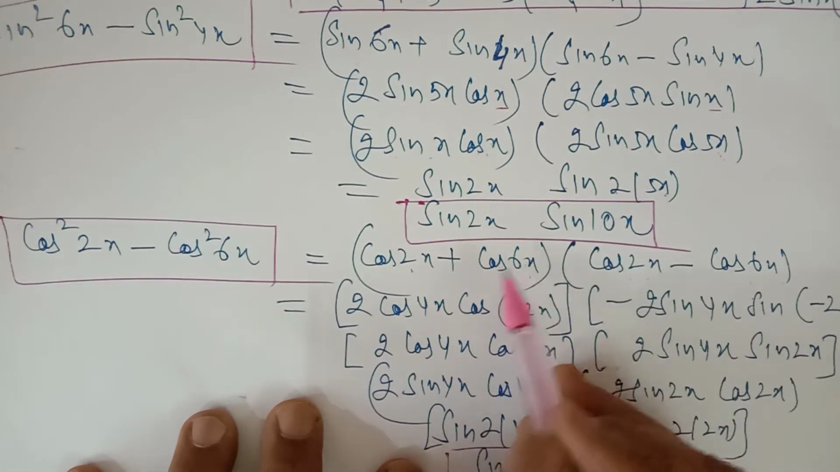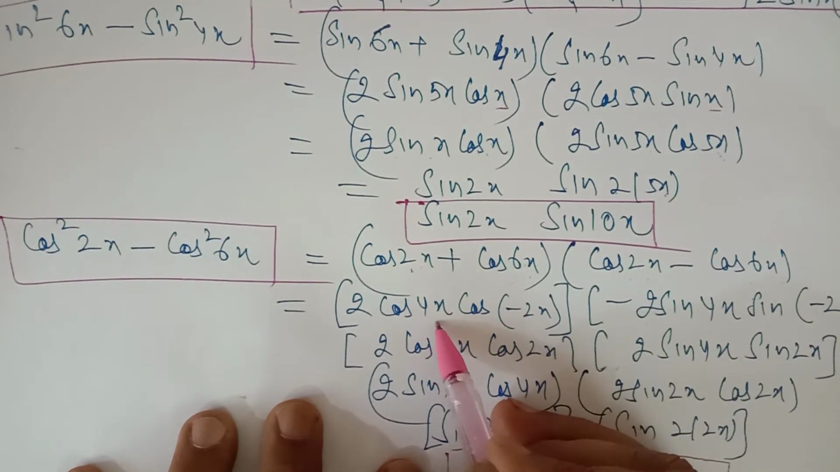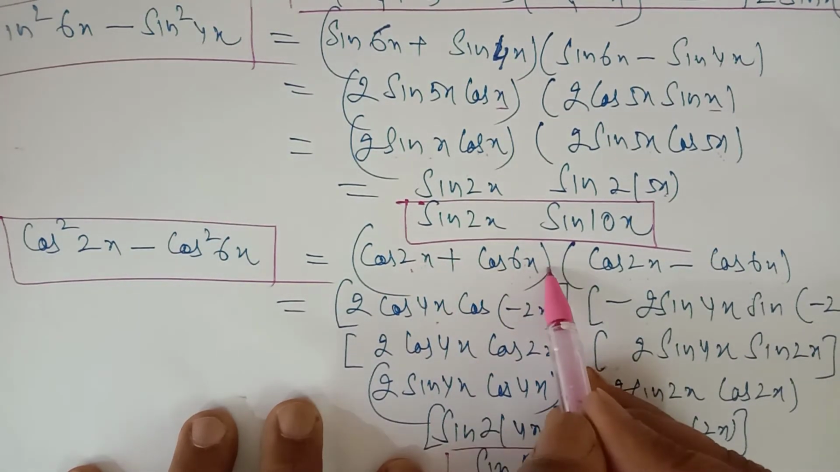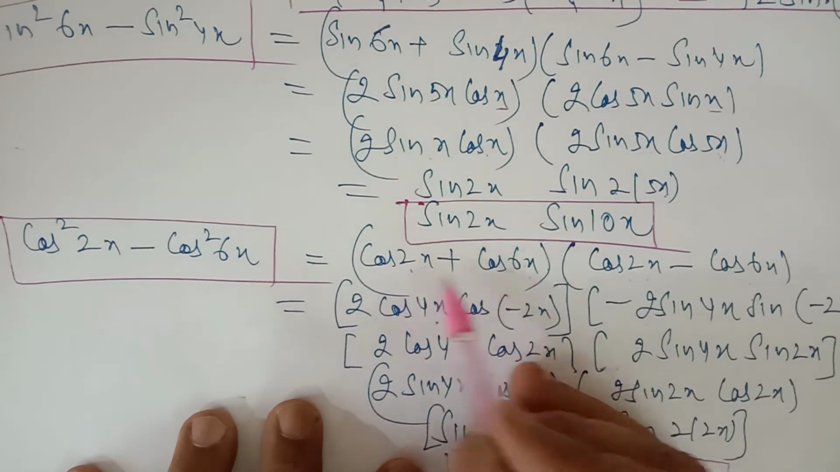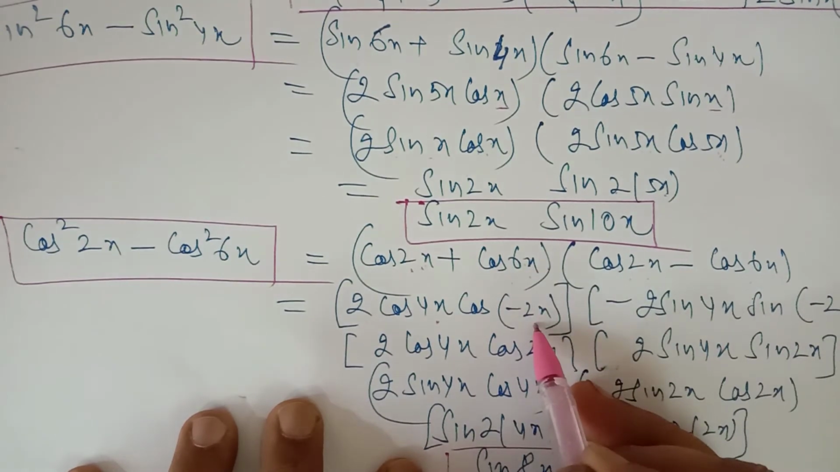So the cos A plus cos B formula is 2 cos (A plus B)/2, and A plus B means 8x, 8x upon 2 means 4x, times cos (A minus B)/2. A minus B means minus 4x, upon 2 it is minus 2x.